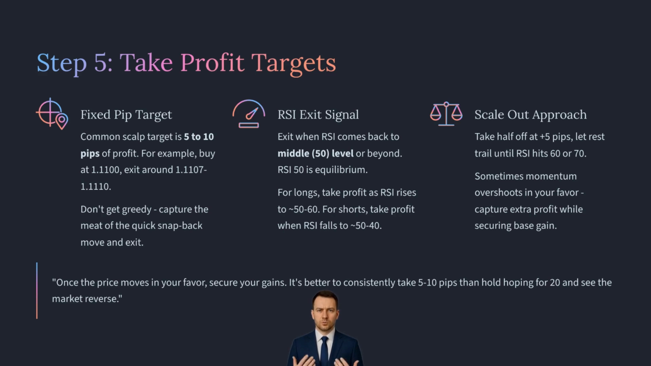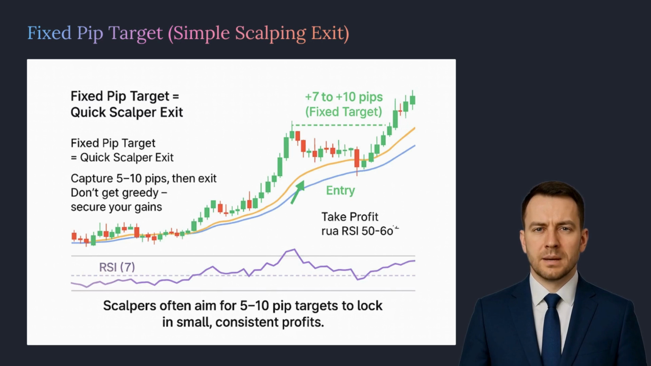There are a couple of approaches you can use, which you might even combine. Fixed pip target. A common scalp target is around 5 to 10 pips of profit. Since you're on a 5-minute chart, many of these small counter-trend moves and subsequent resumption can yield at least 5 to 10 pips before the trend possibly slows again. For example, if you bought at 1.1100, you could aim to exit around 1.1107 to 1.1110 for a quick gain.